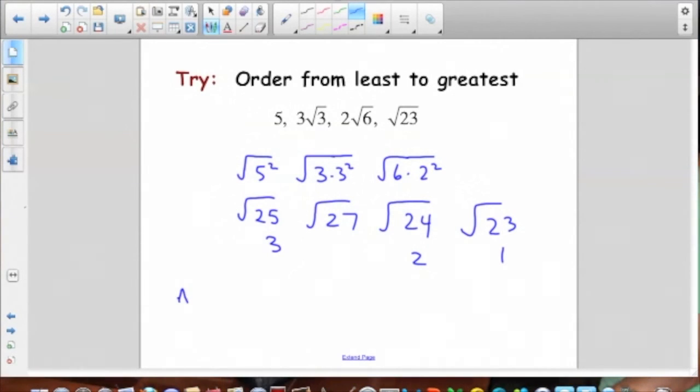Now when you answer it on the test or on a quiz or any type of question you get in the book, you'll see the answer written not as entires, but you'll see it written back into this form here. So we know root 23 is first, followed by this one, 2 root 6, followed by 5, followed by 3 root 3.